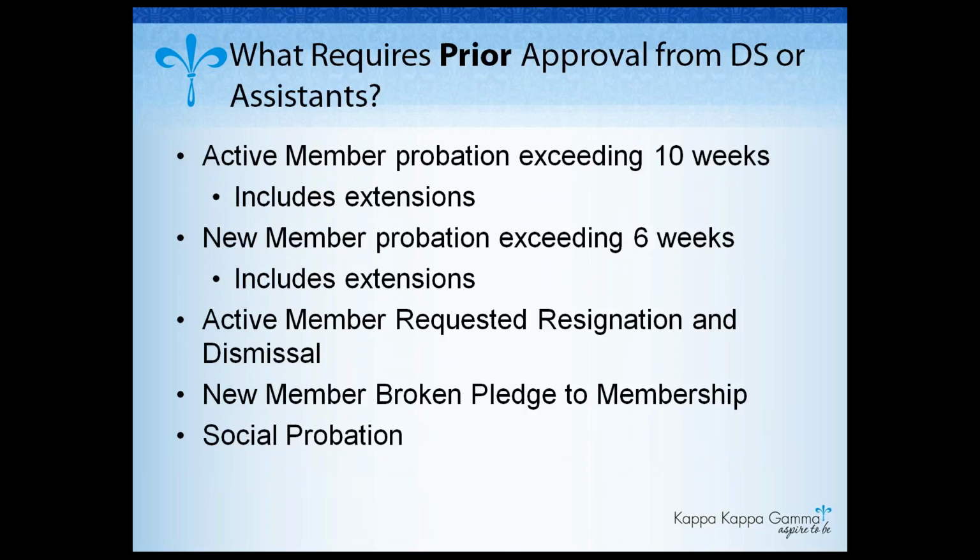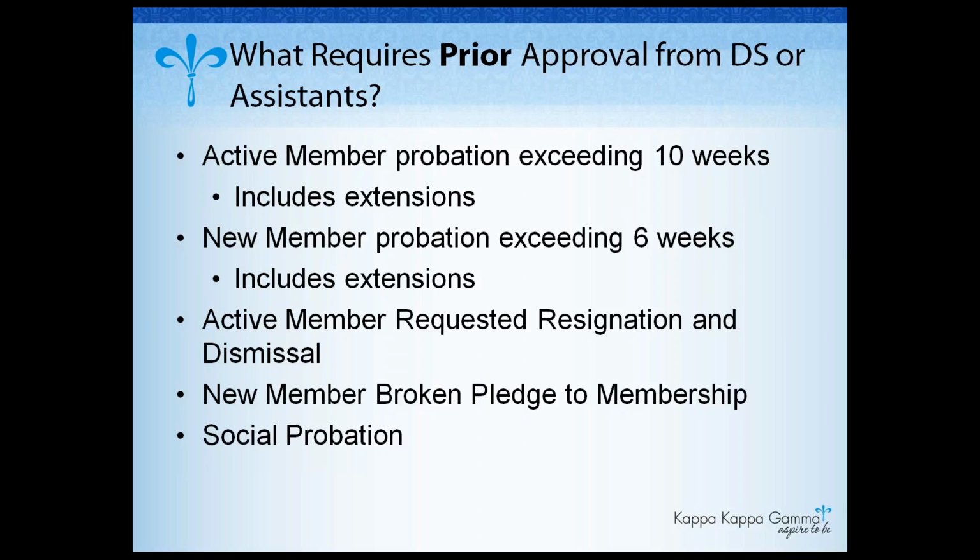So what requires approval from the Director of Standards? If a probation or extension of a probation exceeds that allowable 10-week period for active members or 6-week period for new members, the VPS needs to reach out to the Director of Standards before putting that probation into effect, so before she is calling a member into standards. If the VPS thinks that the decision might go that direction from the committee, she can actually get the approval from the Director of Standards prior to meeting with the committee and the members, so that you have that option available to you ahead of time.